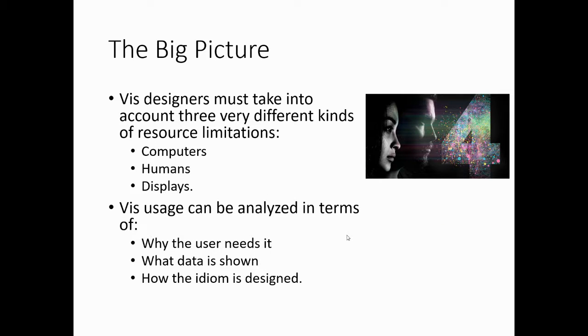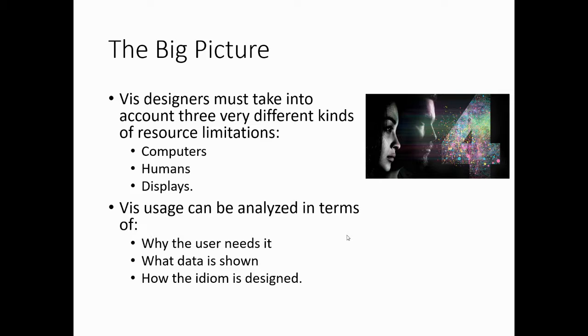So in terms of the big picture, visualization designers need to take into account three different types of resource limitations. One, computers. How much computational power do you have to display things? There may be less on your desktop versus a CAVE wall. Humans, and then the displays themselves. So what are the limitations of the resolution of the displays? How many displays do you have? Looking at something on your phone is going to be quite different than, again, looking at a wall display or a cave-type immersion experience.